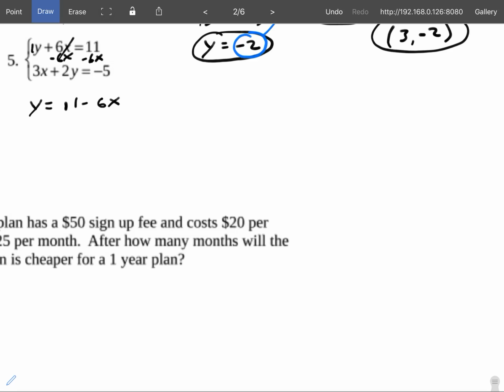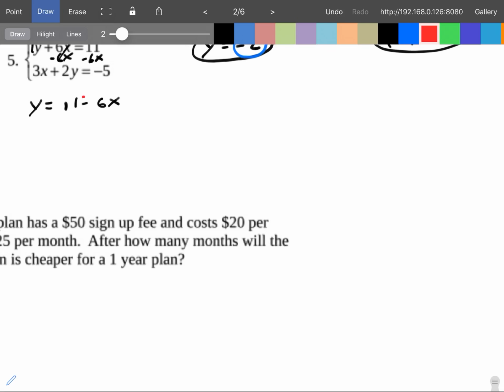Now take that expression and substitute it in for y into the other equation. So you're going to take that quantity, 11 minus 6x, and you're going to plug it in for y in the second equation. Well, then your second equation is going to become 3x plus 2 times the quantity 11 minus 6x equals negative 5.